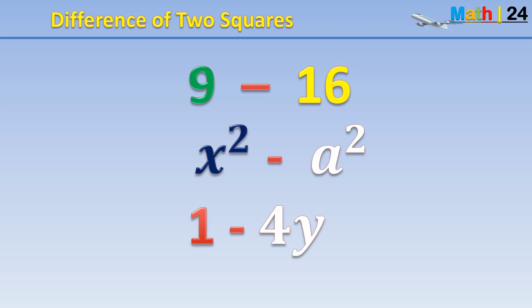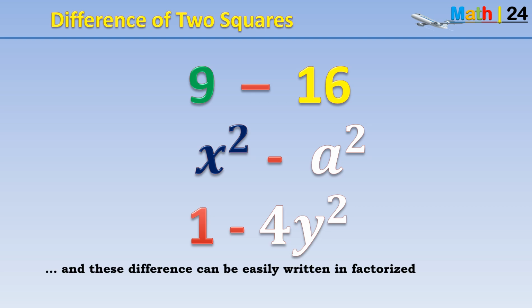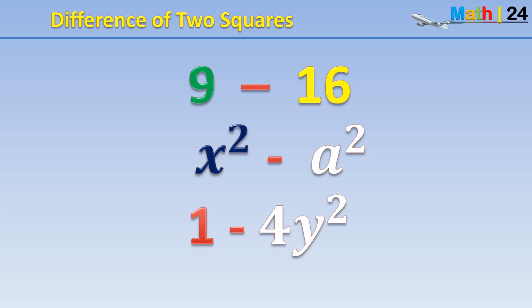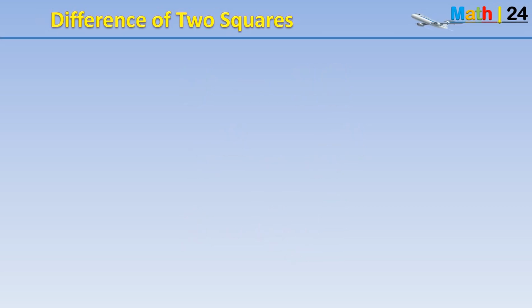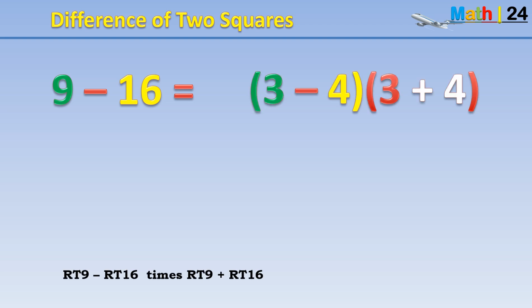And these differences can be easily written in factorized form. For the first case, we have 9 minus 16, which can be factorized as follows: you take the square root of the first number, you take the square root of the second number, and you put them in separate brackets. In these brackets, one is positive and one is negative. So we have 3 minus 4 times 3 plus 4. So we have two brackets. In the first bracket, we have the square roots of both square numbers. One bracket is positive and the other one is negative.